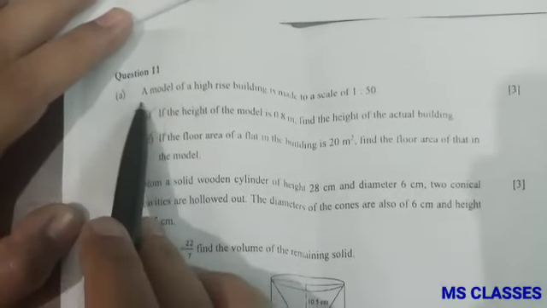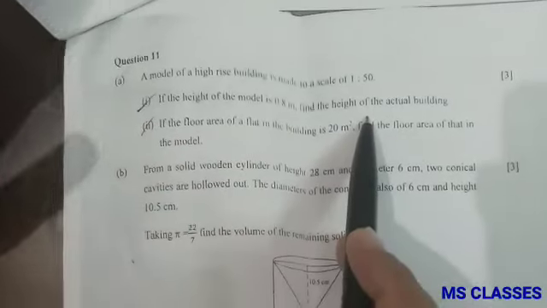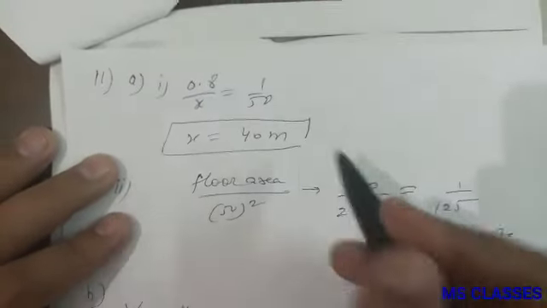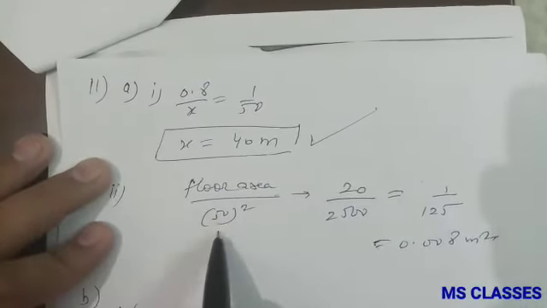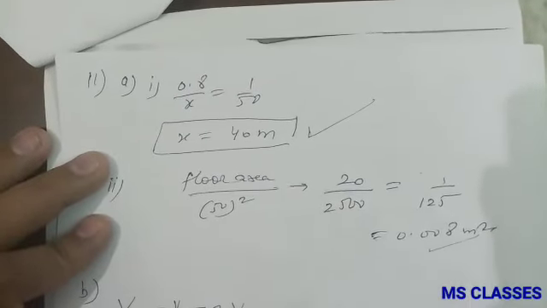Question 11, first part. A model of a high-rise building is made to a scale of 1:50. If the height of the model is 0.8, find the height of the actual building. So 0.8 upon x is 1 upon 50. So x is 40 meters, and floor area upon 50 square, that will give you 0.008 meters square.